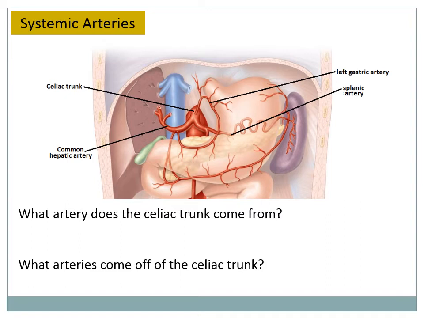Well, we know that it's in the lower portion of the body. We know to get to the lower portion, we have to go through the descending aorta, and then we hit the abdominal aorta. So the artery that the celiac trunk comes from is the abdominal aorta. Looking at the arteries that come off of our celiac trunk here, there are 3 of them. So what are those arteries?